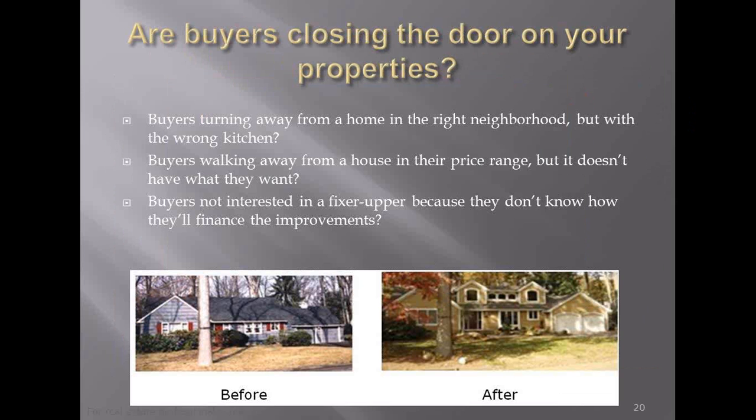Some final thoughts here. Keep these 3 questions in mind. Are your buyers turning away from a home in the right neighborhood but with the wrong kitchen, maybe the wrong bathroom, the carpeting? They walk into the house and go, "Ugh, I hate this carpet, can't stand it." Are your buyers walking away from a house in their price range, but it doesn't have what they want? Are your buyers not interested in a fixer-upper because they don't know how they'll finance the improvements, or they are interested and you didn't realize this was an option before? You kind of try to talk them out of it.